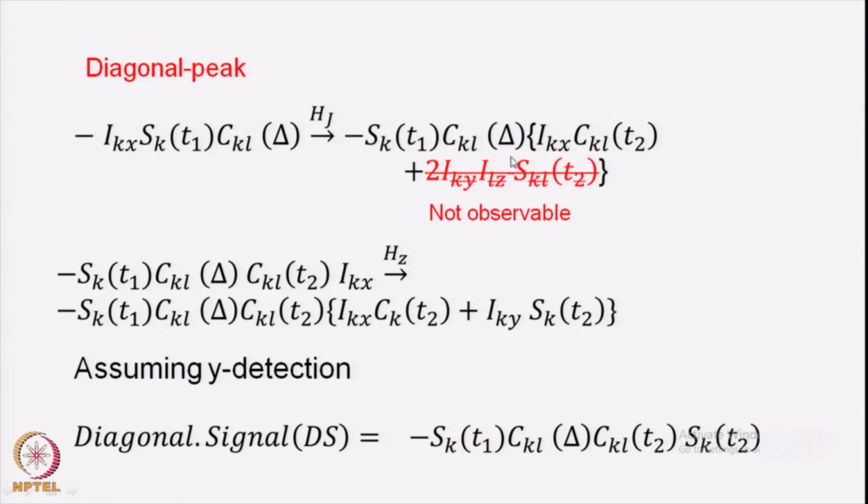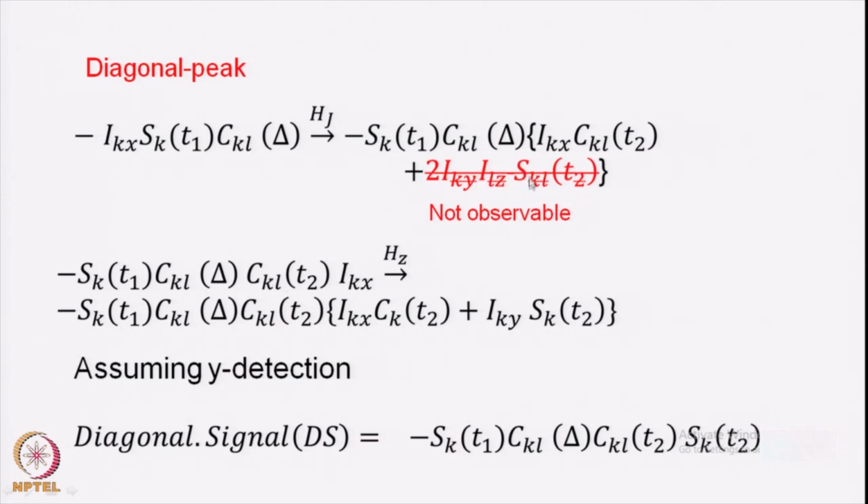So this has now generated a term which is 2 IKY ILZ. This is after J evolution. The shift evolution is not going to make any difference with regard to whether it is antiphase. It will not convert an antiphase term into an in-phase term. Therefore, we can safely ignore this: this is not observable in the T2 period, but this term is observable. So this diagonal peak term keeps this IKX here, which is observable, and this term is not observable. So therefore we can ignore this.